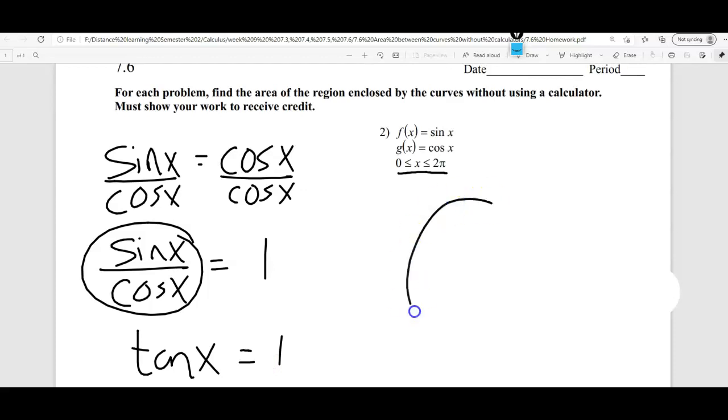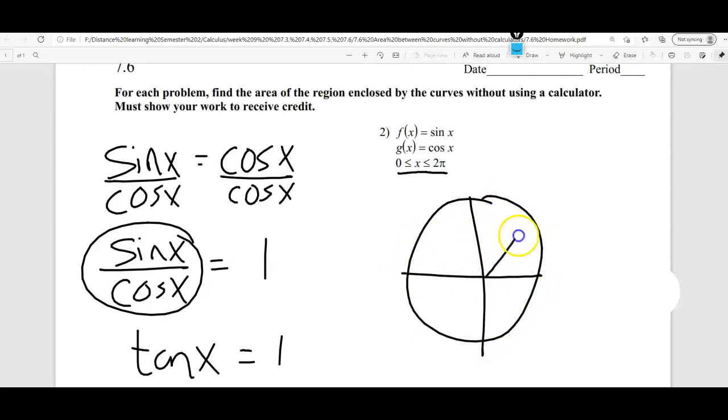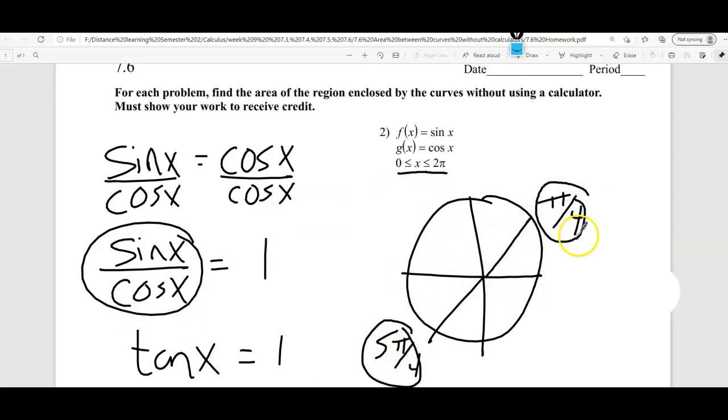And if you know your unit circle, there's two places that happens on the unit circle. Tangent of x equals 1 right here in the middle of quadrant 1. And it also equals 1 right down here in the middle of quadrant 3. And so that is at pi over 4 and at 5 pi over 4. And so those are our two solutions to this system of equations, which means that that's the place where these two graphs would cross, at pi over 4 and 5 pi over 4.